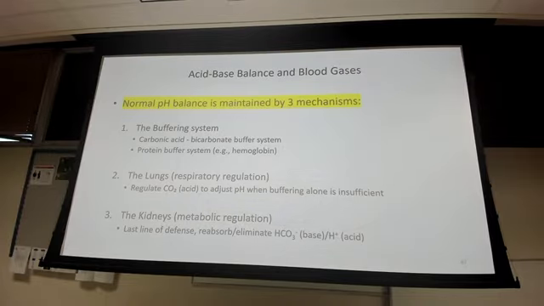All right, acid-base balance and blood gases. So a normal pH balance is maintained by the 3 mechanisms. You have the buffering system, the lungs, and the kidneys, right? So the buffering system is that carbonic acid bicarbonate buffer system. You have the lungs that's dealing with that respiratory regulation, and then the kidneys that's dealing with that metabolic regulation.